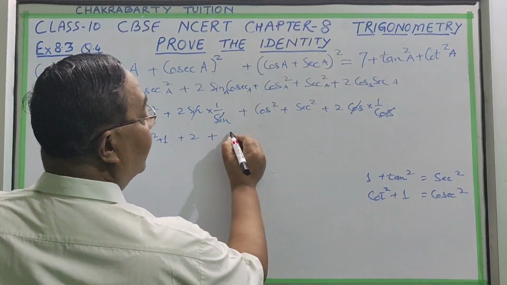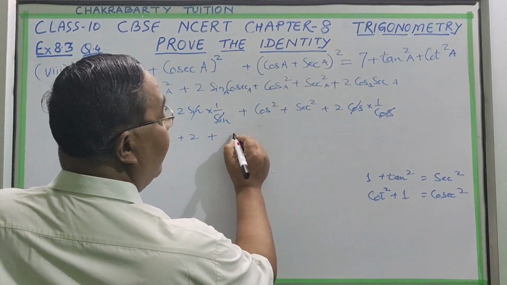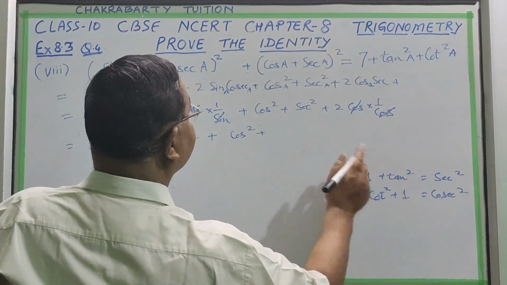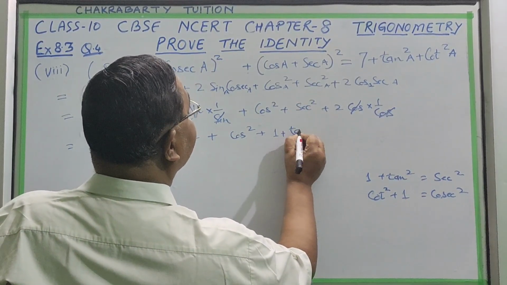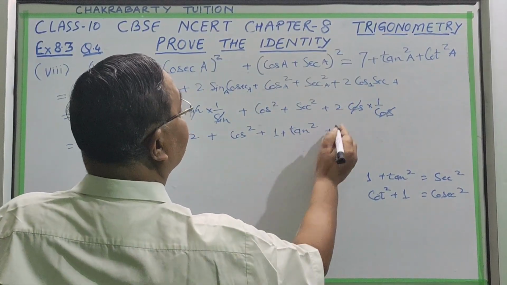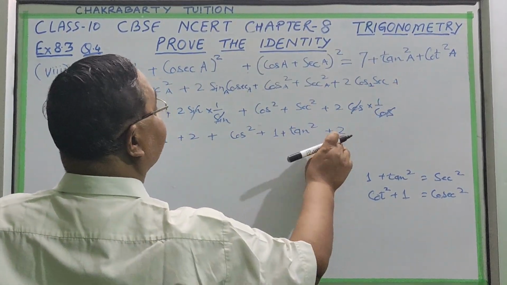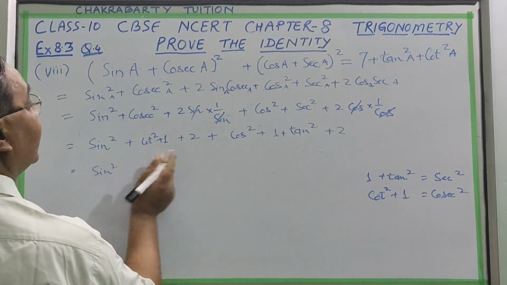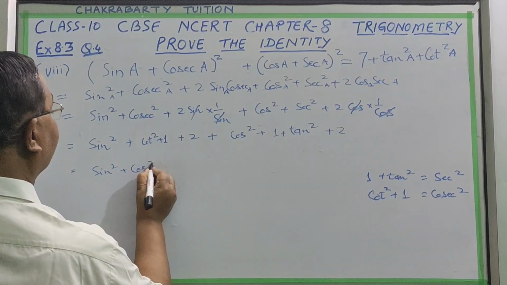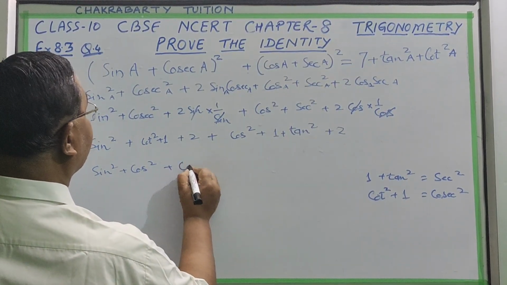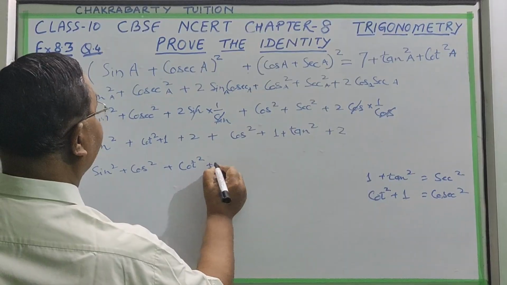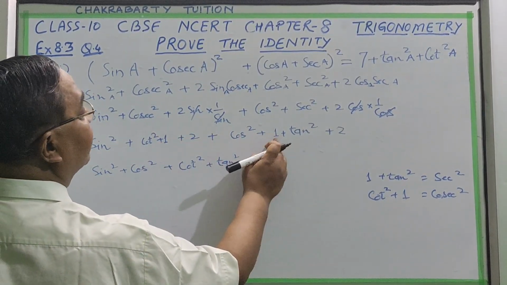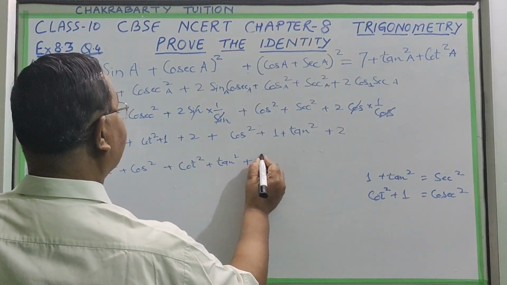Plus cos square plus, in place of sec square we can write 1 plus tan square, plus here 2. Because we have to reach 7, that's why this number we are creating. Again, sine square plus cos square, 1 place, plus cot square plus tan square. All this we have made 1 place. 1 and 2, 3, 3 and 4, 4 or 2, 6, plus 6 it will become.